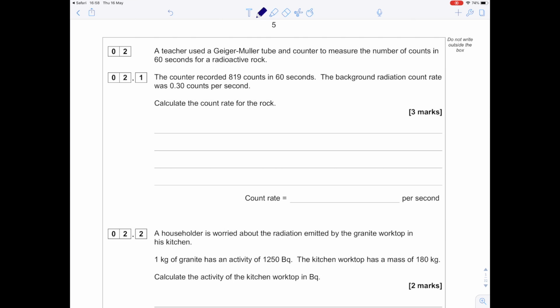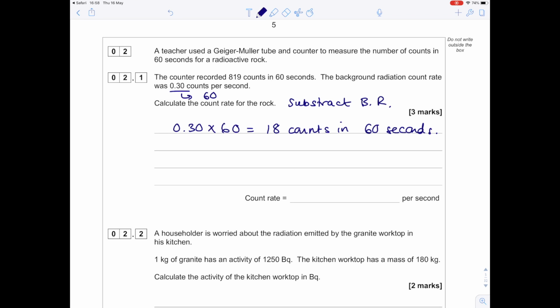So in order to do this, we need to subtract the background radiation from the real reading. So we need to work out the amount of background radiation that occurred in 60 seconds. So I'm going to do 0.30 times 60 to work out that there were 18 counts in 60 seconds.